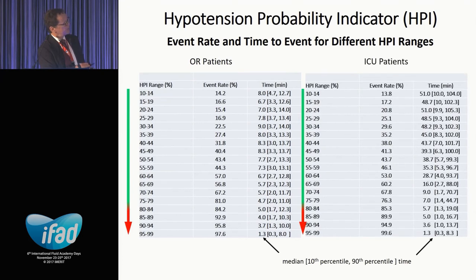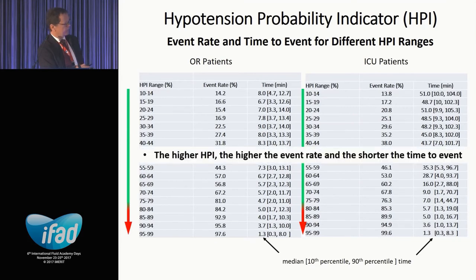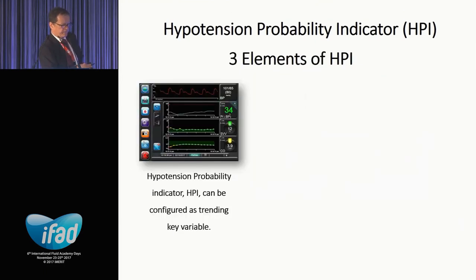And these are data from ICU patients. ICU patients are a little bit more stable than OR patients in general, so the times until this hypotension occurs are a little bit longer, but it works in the same way with the same efficiency. So the higher the probability index, the higher the event rate and the shorter the time to the event, being the occurrence of hypotension below 65.